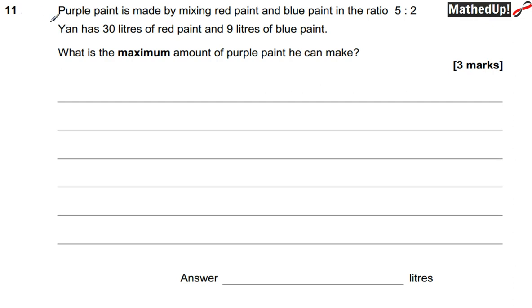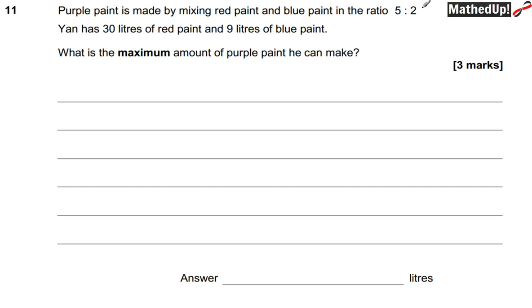Question 11. Purple paint is made by mixing red paint and blue paint in the ratio 5:2. Jan has 30 litres of red paint and 9 litres of blue paint. What is the maximum amount of purple paint he can make?